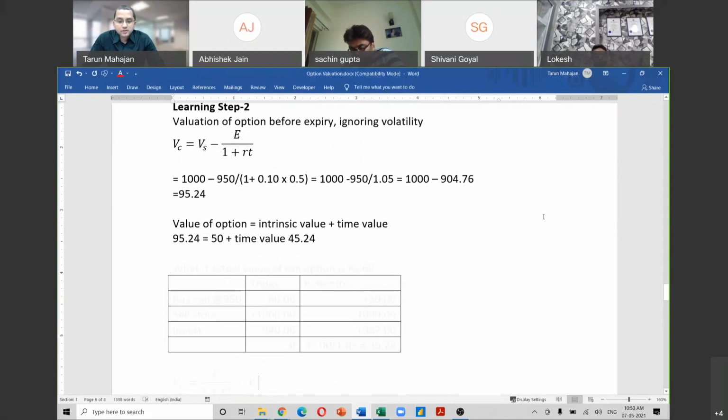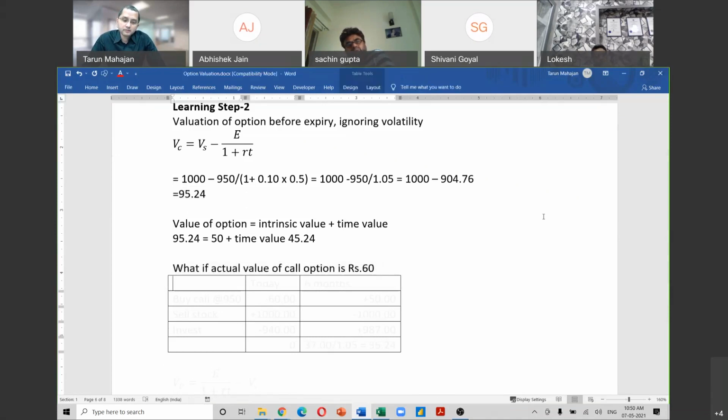Okay, now let's take a situation that market disregards this formula. बाजार ने बोला why should we follow this formula, और मार्केट ने डिसरिगार्ड कर दिया फॉर्मूला को और बोला कि एक्चुअल वैल्यू ऑफ कॉल ऑप्शन 60 है. Now ideal value is 95, actual value is 60, so call option is undervalued. If the call option is undervalued, you must buy it. So today you must buy call option at a strike price of 950 by paying premium of 60 rupees. I should buy call option because it is undervalued.